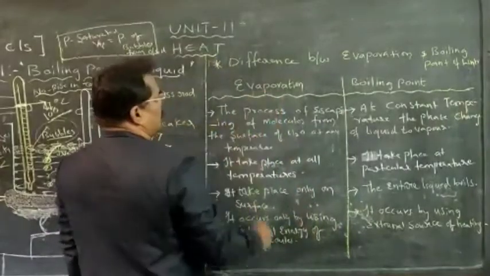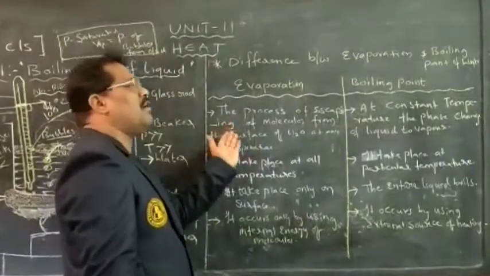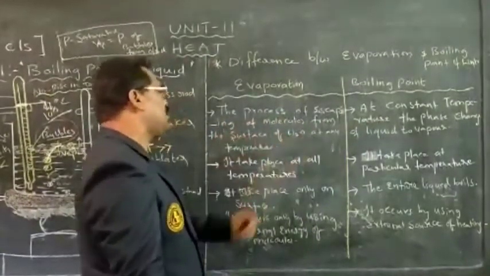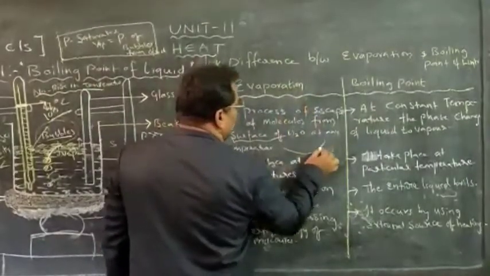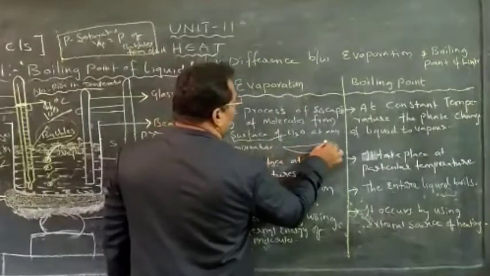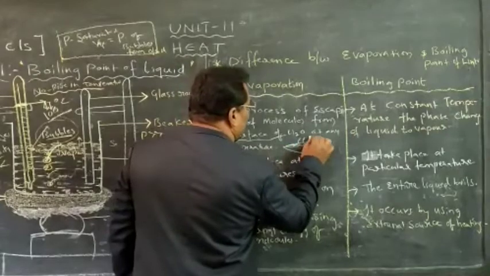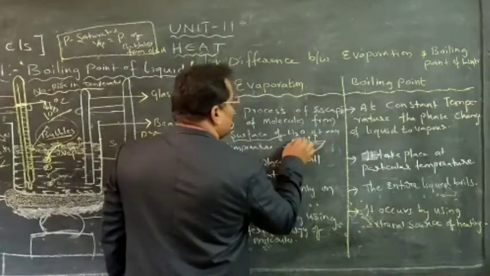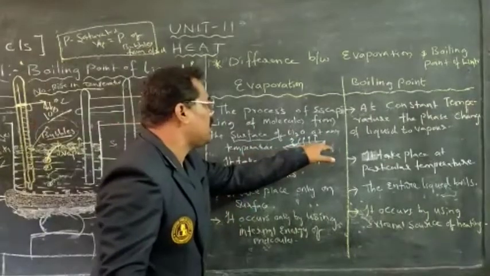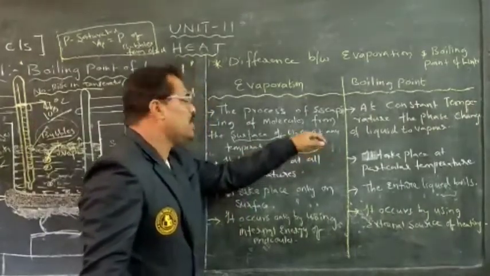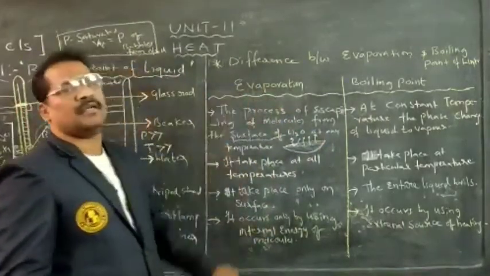Evaporation is nothing but what? The process of escaping of molecules from the surface of water. If I take a bowl, for example, I have taken a bowl here, and within this bowl I have taken some liquid, spirit. From the surface, the molecules are escaping only from the surface of this particular liquid at any temperature. That is called evaporation.